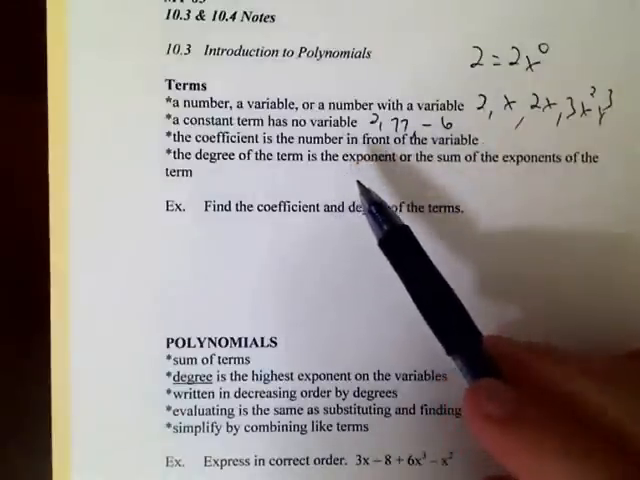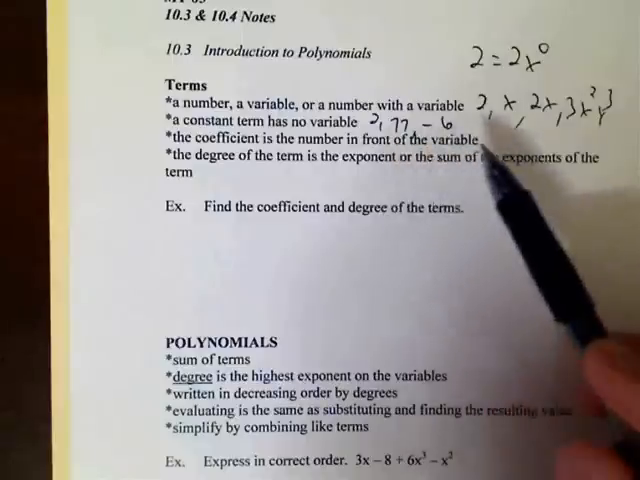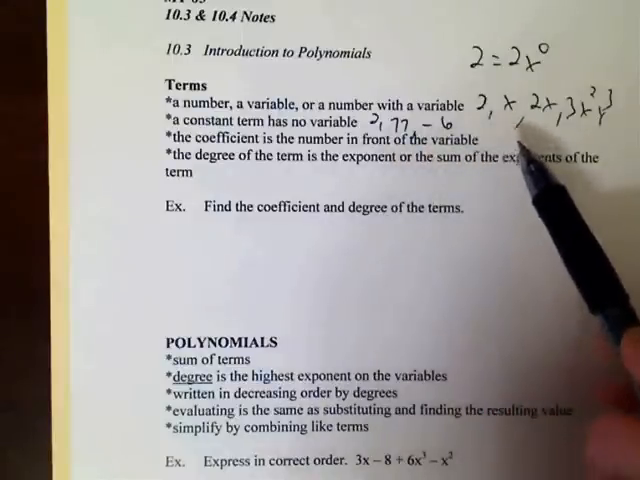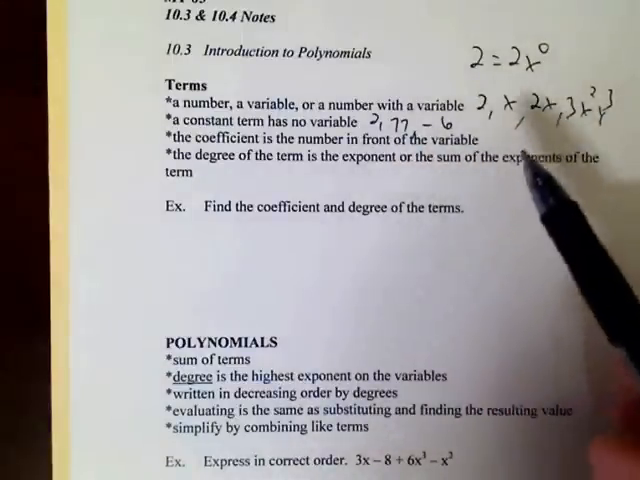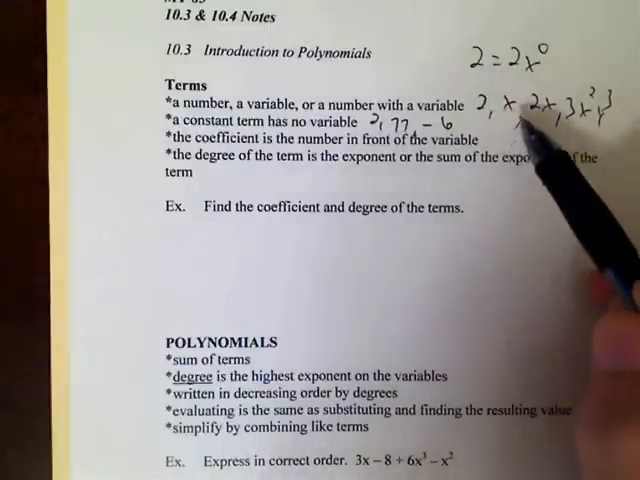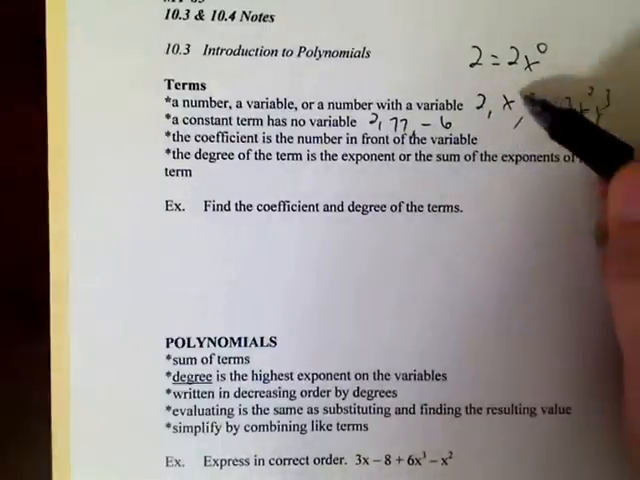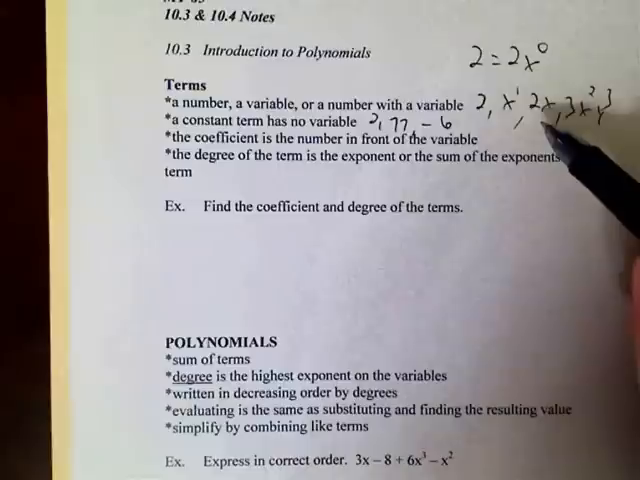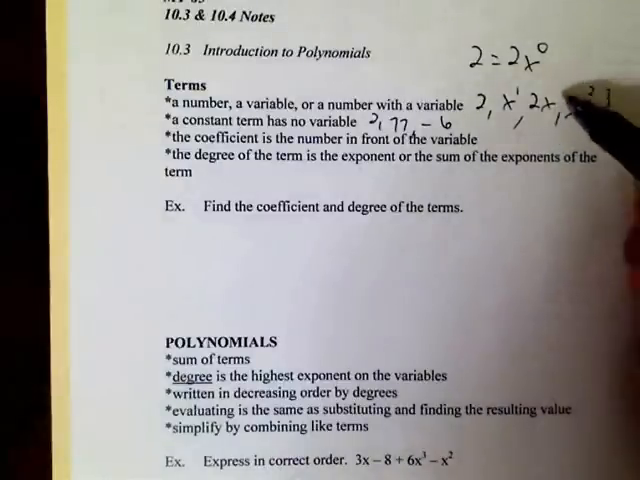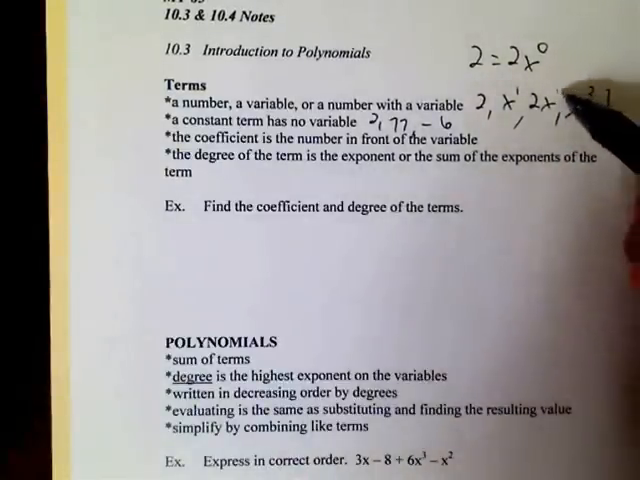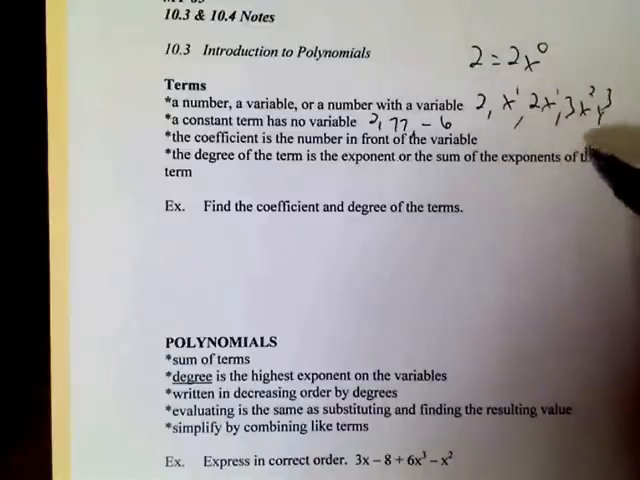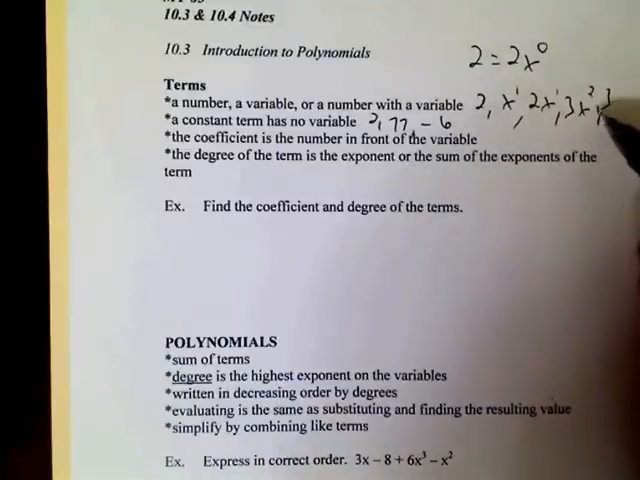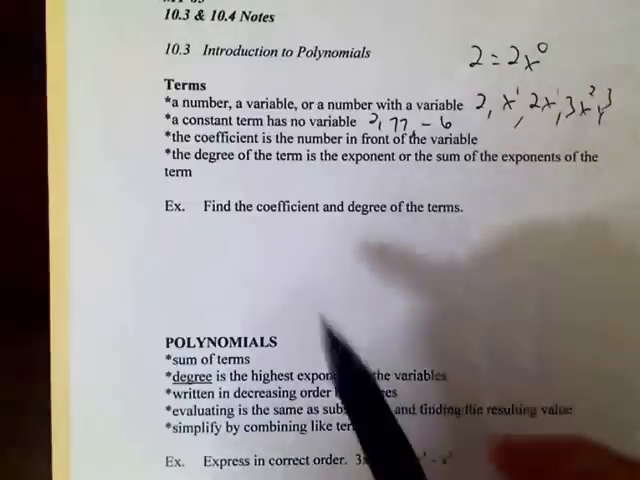The degree of a term is either the exponent or the sum of the exponents on the variables. These are always on the variable. So if I ask you what's the degree of this term, you would say 1, because an x is the same as x to the first. The degree of 2x is 1 also, because we only look at the exponent on the variable. If I ask you the degree of this term, you would say 5. 2 plus 3 is 5. This is the only time you get to add exponents with different bases. It's just a definition.